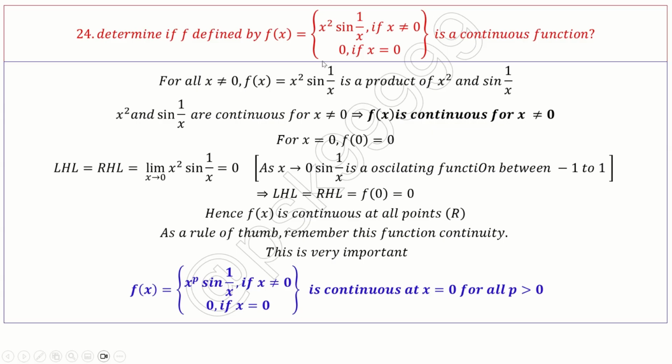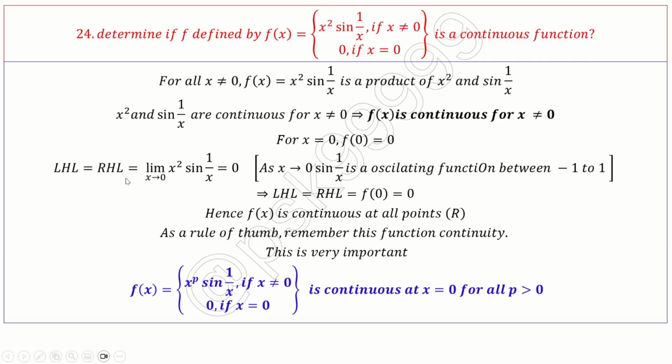We know that x square is a continuous function. Sine of 1 by x for x not equal to 0 is also continuous. So x square into sine of 1 by x is continuous in the domain where x is not equal to 0. This is a constant function, so we don't need to mention it is continuous. So the only point of contention is x equal to 0. So at x equal to 0, f of 0 is 0. Correct? f of 0 is 0.